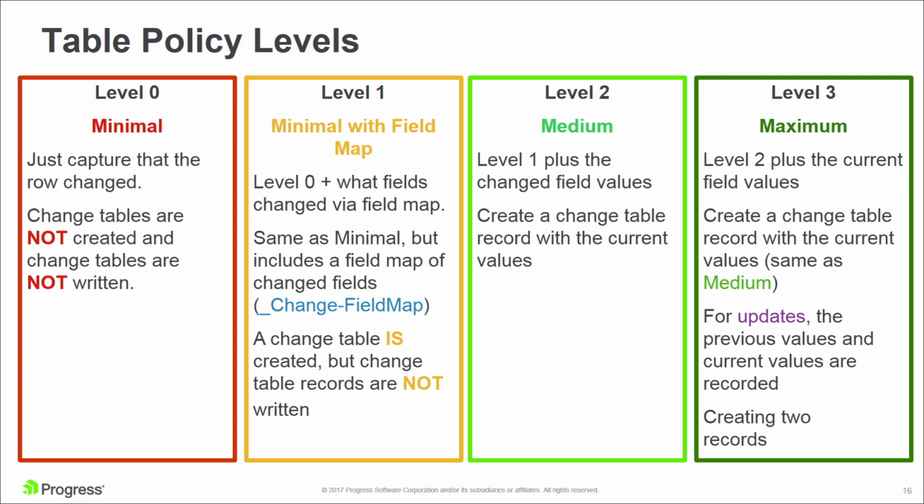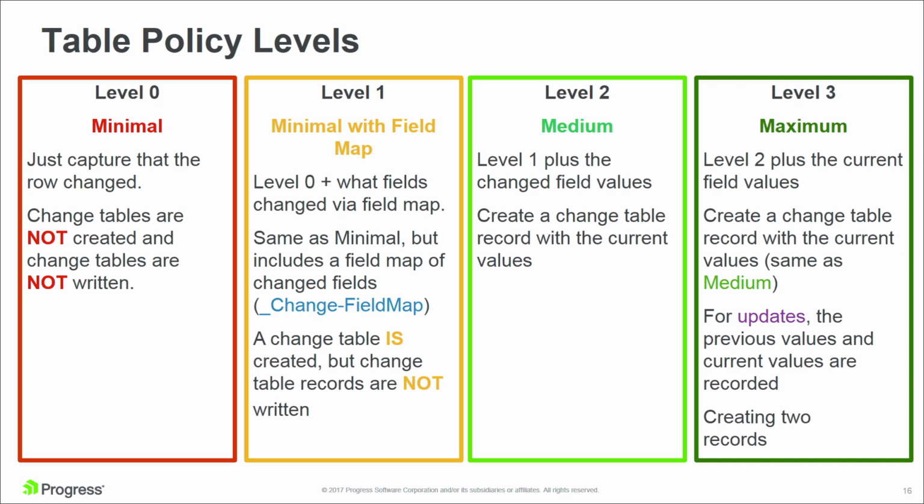So with level 2, we create a change table, with a record with the current value in that table. At level 3, we capture the current values, and then we capture the previous values as well. So there are 2 records, and it's important to note between level 2 and level 3: level 2 is a single record with the current values or the final values. Level 3 creates 2 records, one with the previous values and one with the current values as you work through that. So now we've talked about all this stuff.